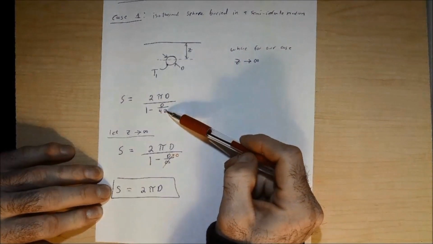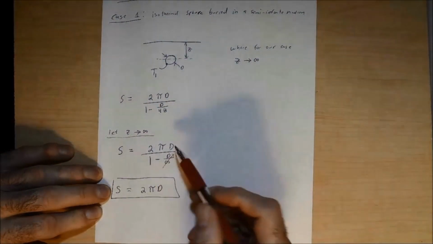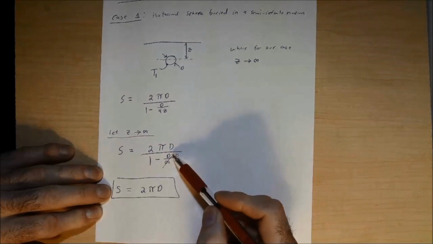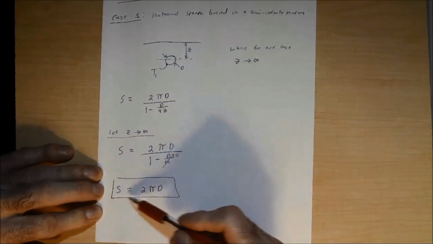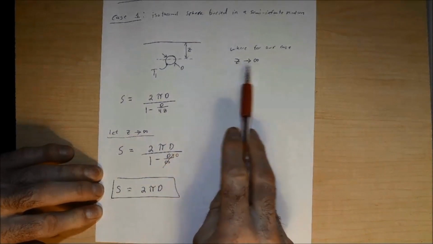And for our case here, again, we're going to let z approach infinity. So as z approaches infinity, we're dividing by infinity here, this whole fraction becomes 0, so we're left with 2 pi d over 1 minus 0, or our shape factor is equal to 2 pi d for the specific case where z approaches infinity.